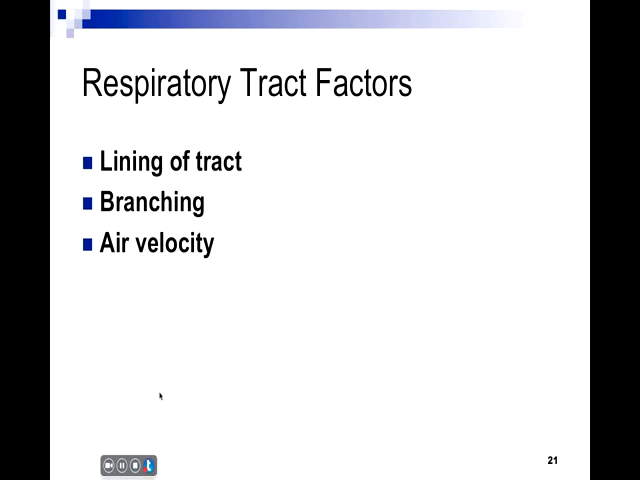Then there are factors on the respiratory tract itself. There's the lining of the tract, which is like a sticky flypaper. There's branching that occurs. In the tracheobronchial region, there are thousands and thousands of branches that need to be traversed before getting into the air sacs. And then there's air velocity. Air velocity will be very high in the nasopharyngeal region, but it will be progressively slower as resistance occurs with each branch, which progressively slows the air velocity down to when you get to the terminal regions of the respiratory tract, the pulmonary region. The air velocity is very slow in that area.